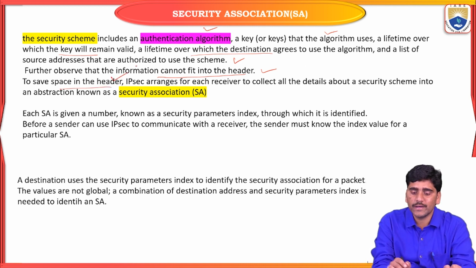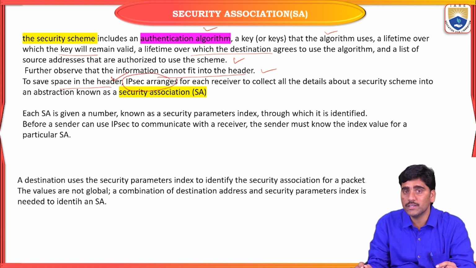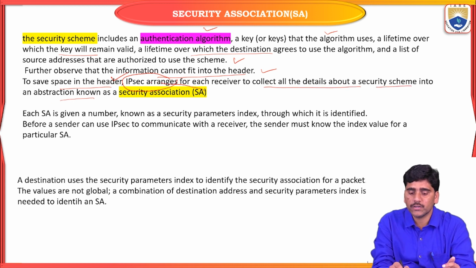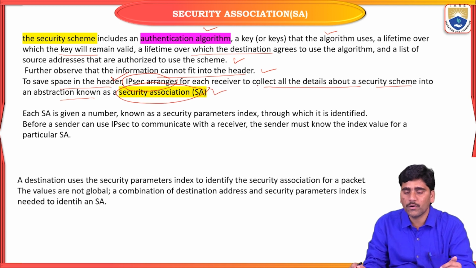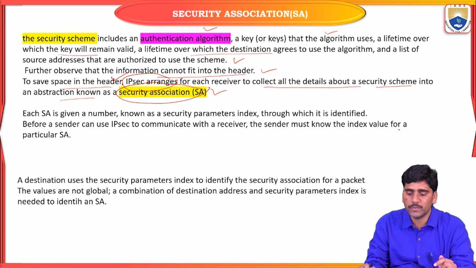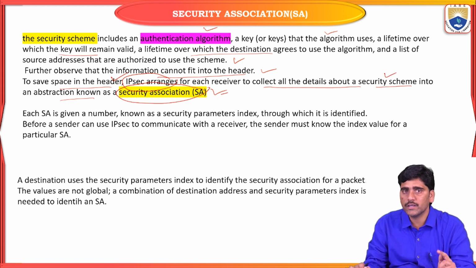To save space in the header, IP security arranges for each receiver to collect all the details about the security scheme into an abstraction known as the security association. It contains all the header details, the security algorithm details, authentication algorithm details, confidentiality details, everything. All the documented details saved for a particular security scheme are known as a security association.